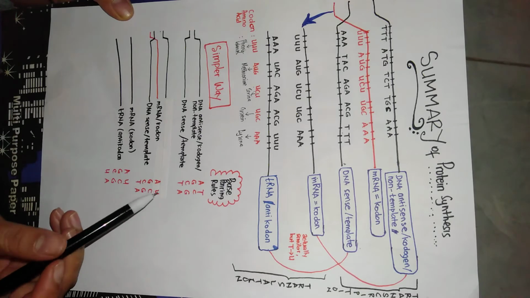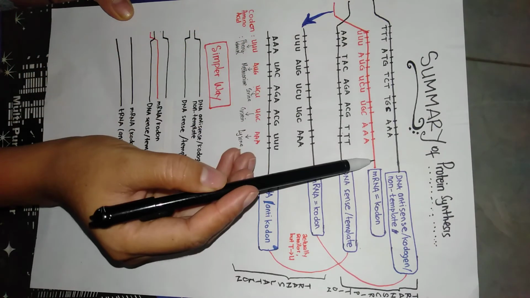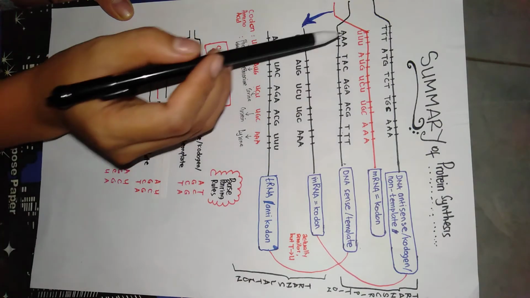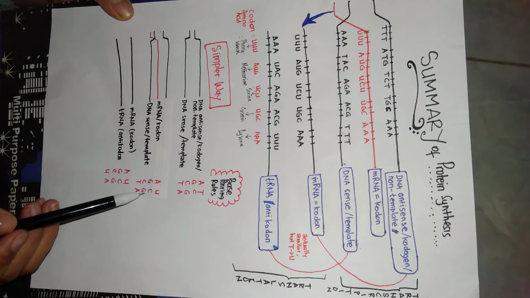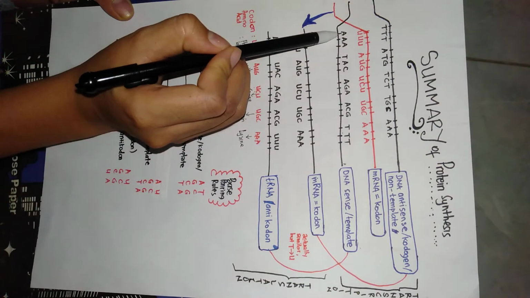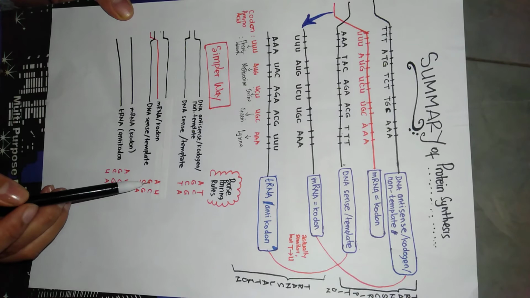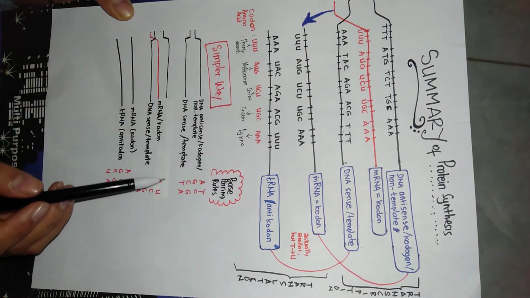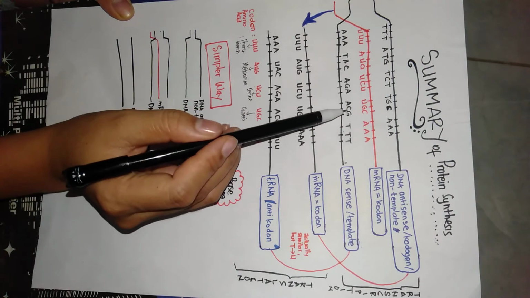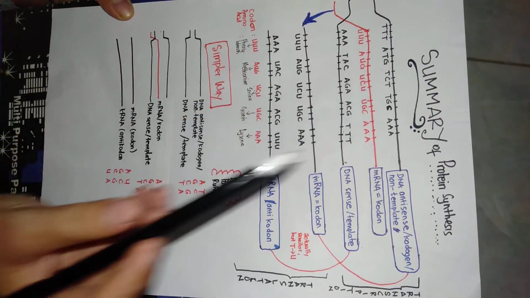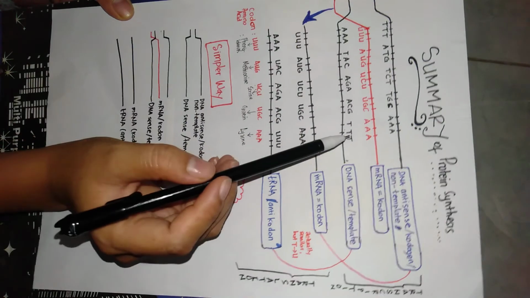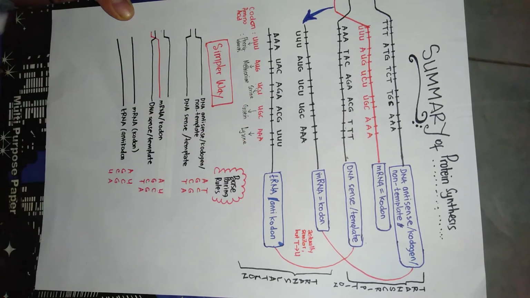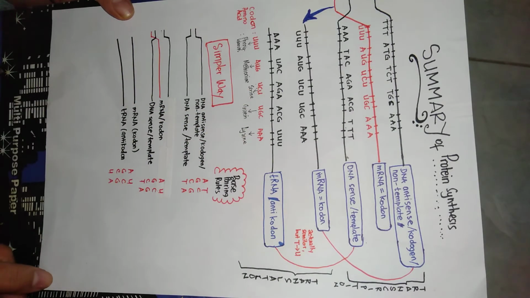So let's check it out. Adenine always pairs to uracil, from DNA to RNA. Guanine to cytosine. Cytosine to guanine. And then thymine to adenine. Every thymine pairs to adenine.